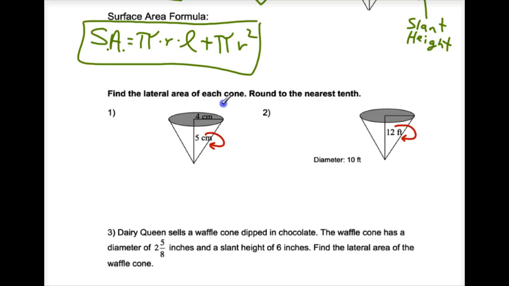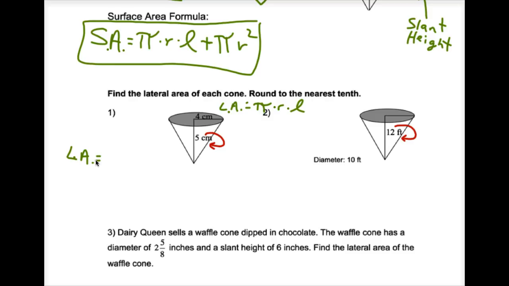I'm going to write the lateral area formula one time up here. It is pi times r times the slant height. What I would expect you guys to do is just put the numbers in, grab your calculator, and do it. All right. Lateral area for this one.